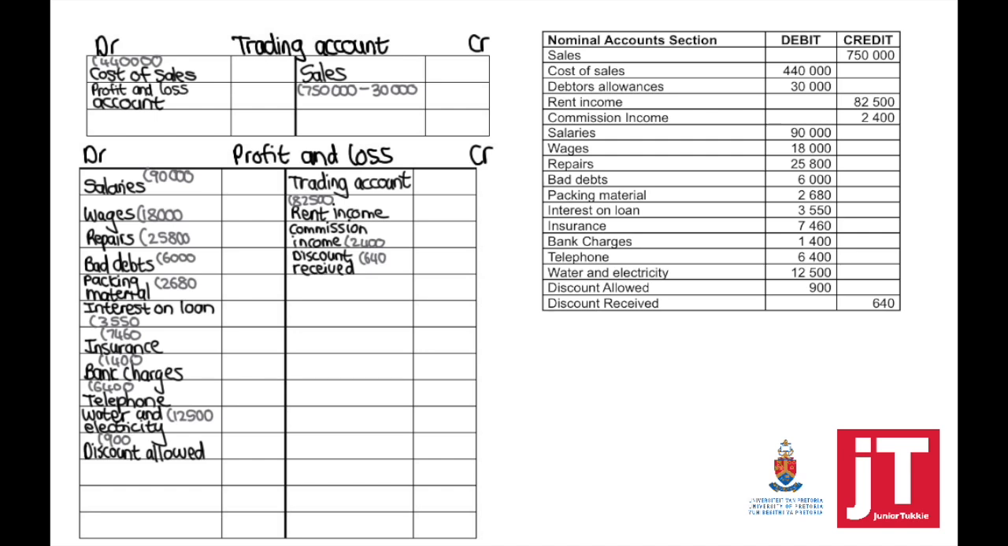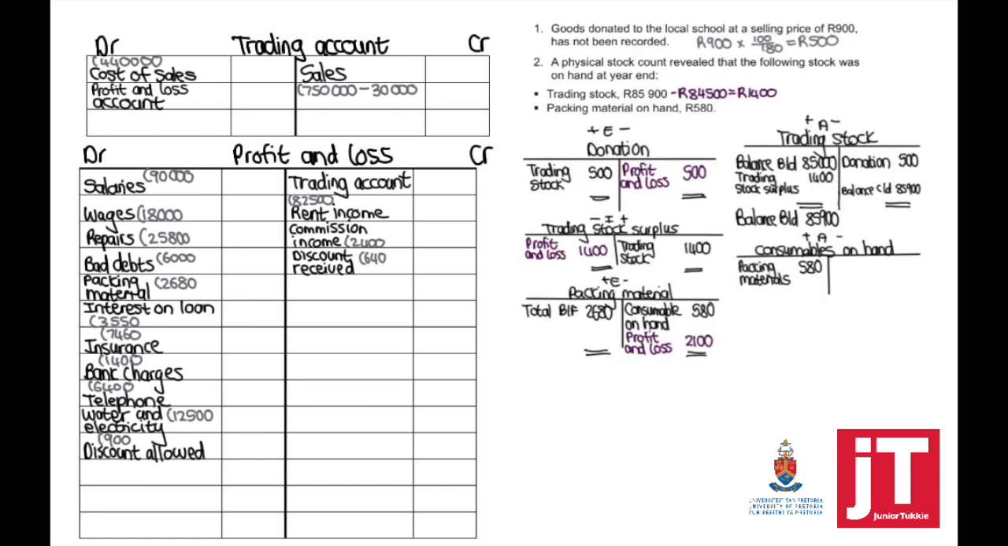Now again, we've already done the adjustments. So we are just going to look at the adjustments and everything in the nominal account section, which means all income and expenses, which should be closed off to the trading account and the profit and loss account, either or. So starting with donations.